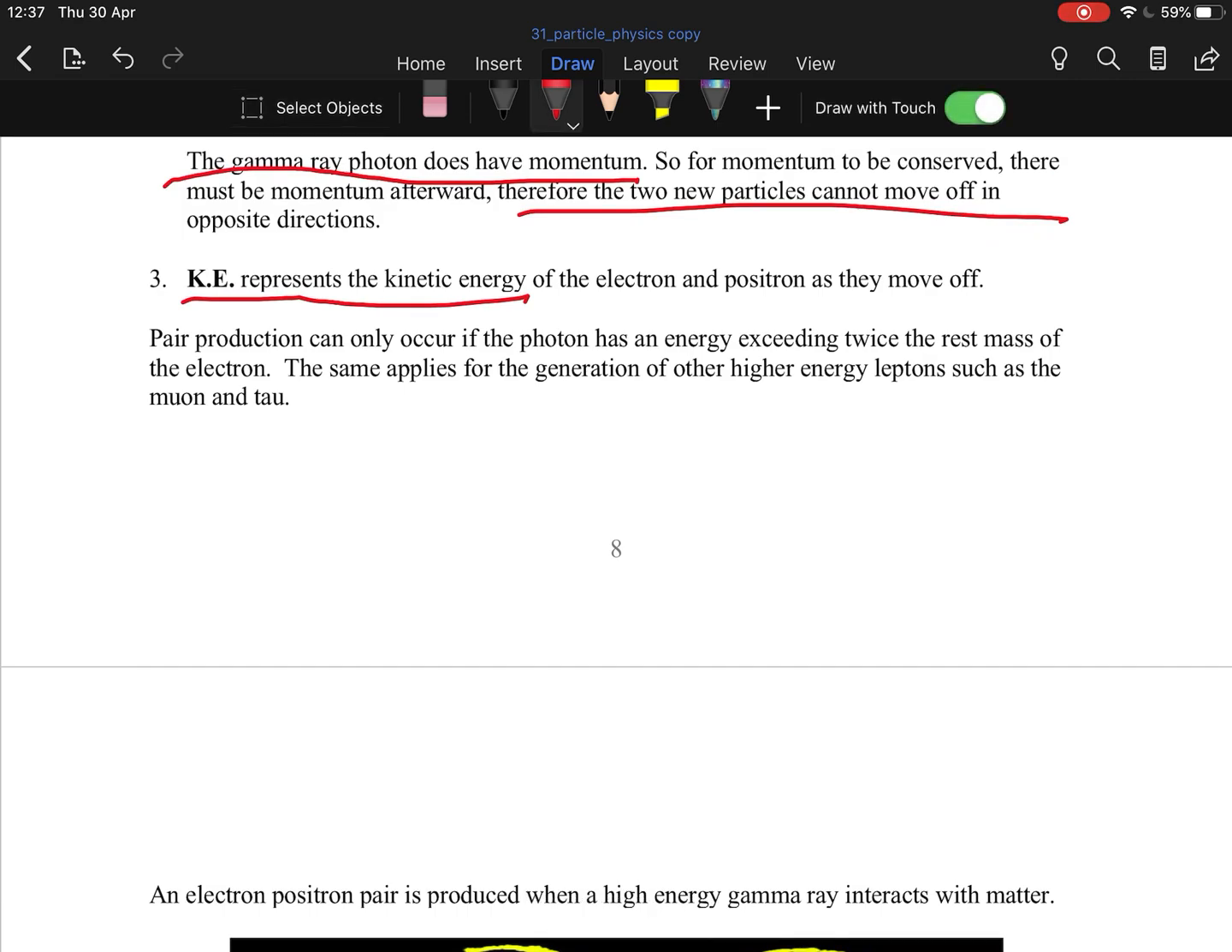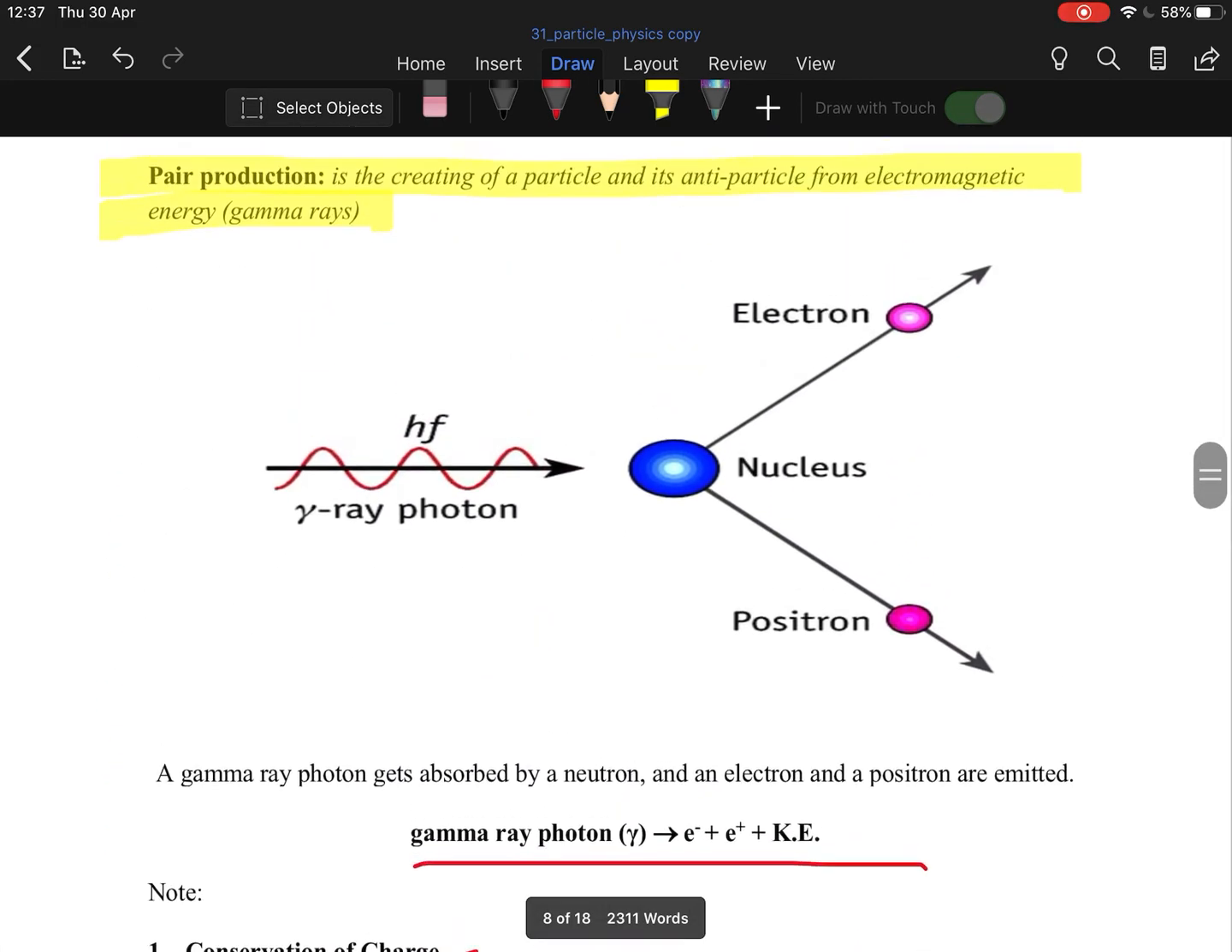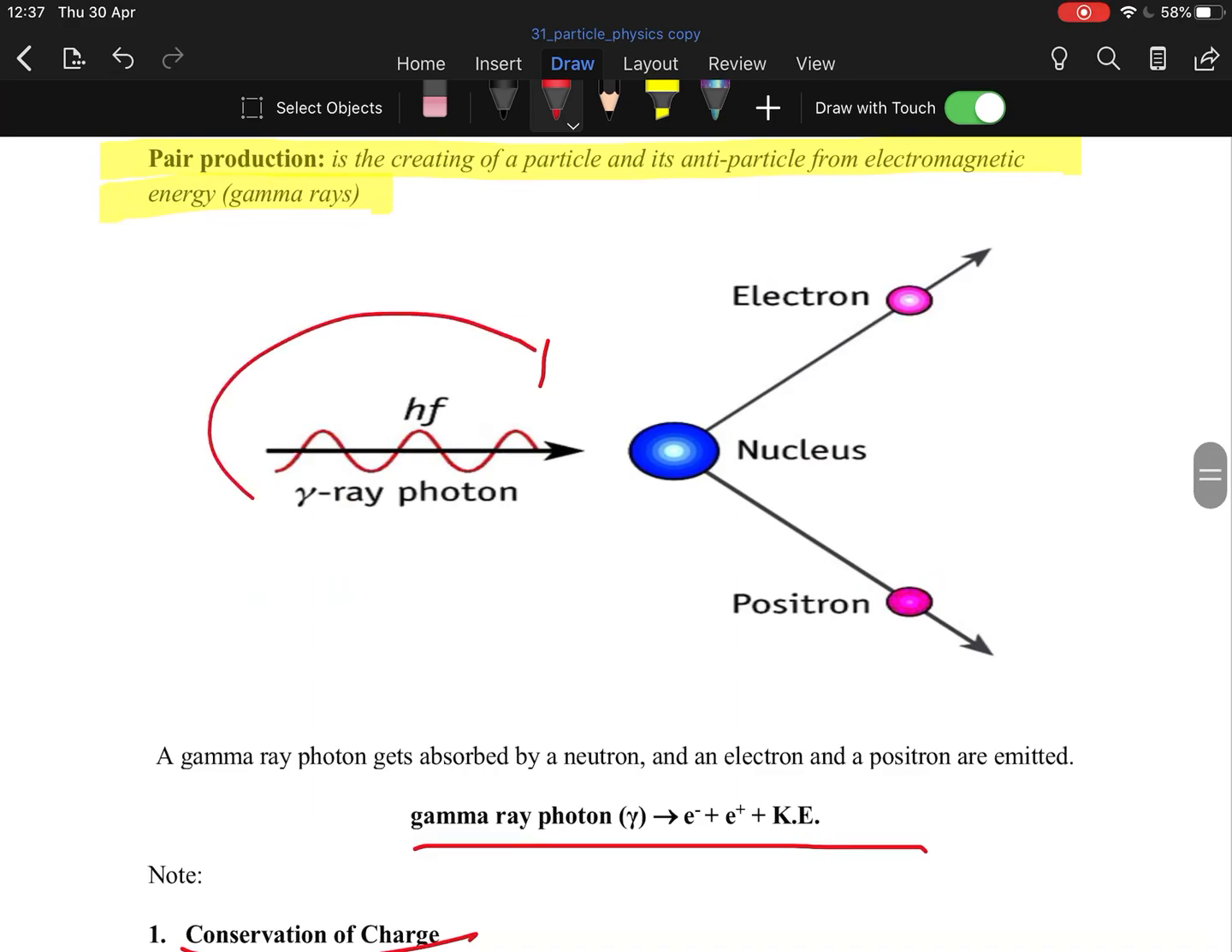Now, key: pair production can only occur if the photon has an energy exceeding twice the rest mass of the electron. In other words, when this gamma ray strikes the nucleus, it has to have twice the energy to exceed twice the rest mass of an electron. Can you tell me why? Why does it need to be twice the rest mass of an electron? Have you guessed it? Because it's creating an electron and a positron, and they both have the exact same mass, so the photon needs double the mass of an electron in order for two such particles to occur.